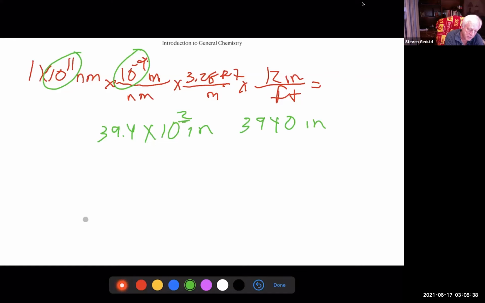Because remember, times 10 to the 2 means you're going to increase by 2 places. So 1, 2. Put a 0 there. So 3940 inches is what 10 to the 11 nanometers is.